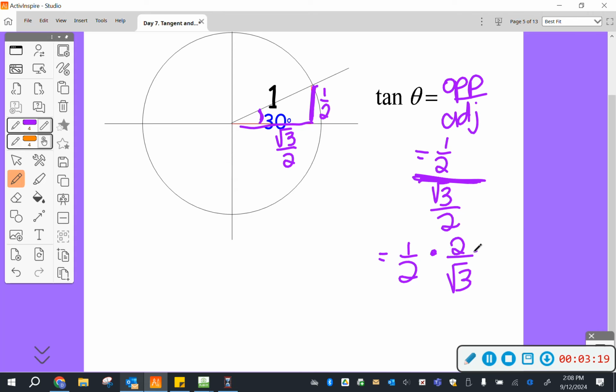What happens here? The 2's cancel, and what am I left with? 1 over square root of 3. Is that acceptable? No. So what do I got to do? Rationalize. So what am I going to get for my tangent here? Square root of 3 over 3. So the tangent of 30 degrees is square root of 3 over 3.